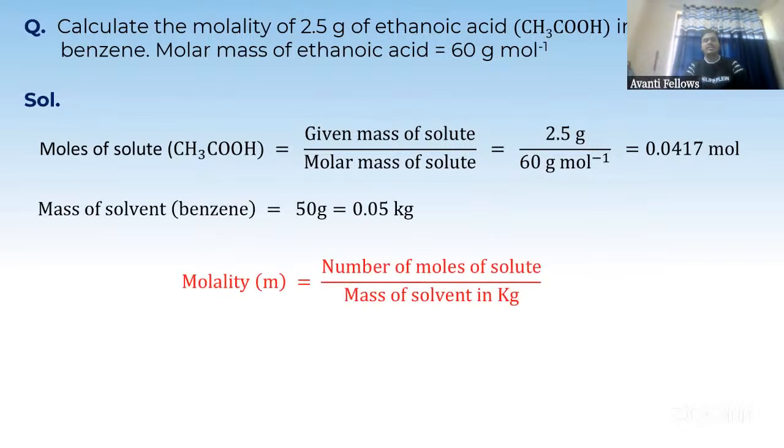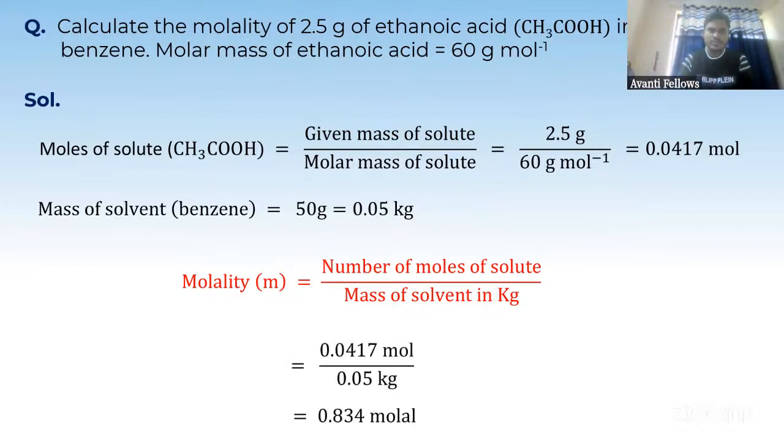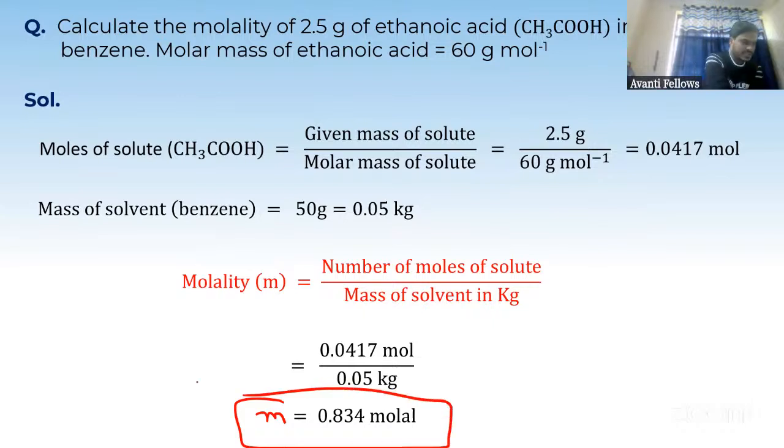Now mass of solvent, that is benzene. How will you calculate the mass of solvent, beta? This is already given in the question. That is 50 gram of benzene, that is 0.05 kg. Now molality, we are using the formula, number of moles of the solute divided by mass of the solvent. So 0.0417 mole divided by 0.05, this comes out to be 0.834 mole per kg. So this is the formula for calculating the molality. I hope this is clear.